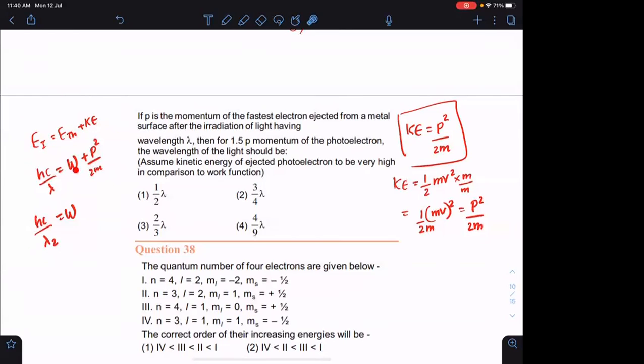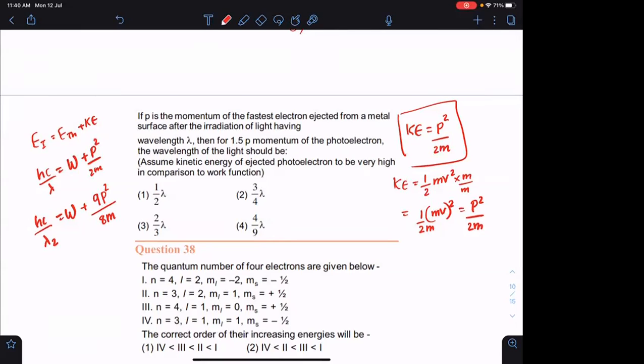hc upon lambda is equal to W plus P square upon 2m. For wavelength lambda 2, the momentum is becoming 3 by 2 times P. So इसका P square upon 2m क्या होगा? 9P square upon 8m होगा? हाँ. Any doubt, anyone? Okay.